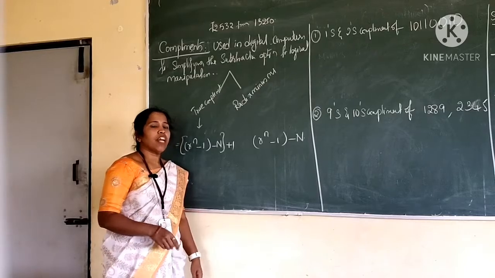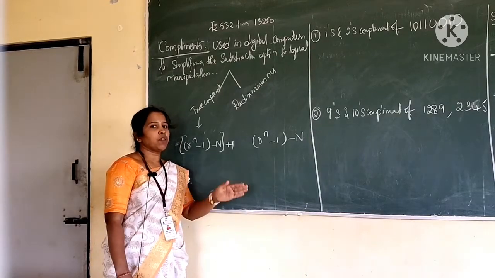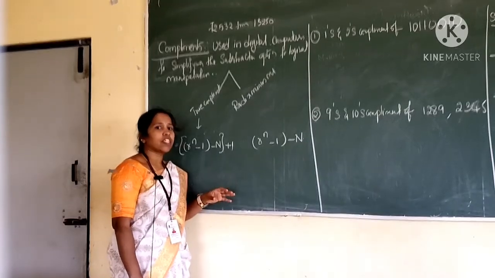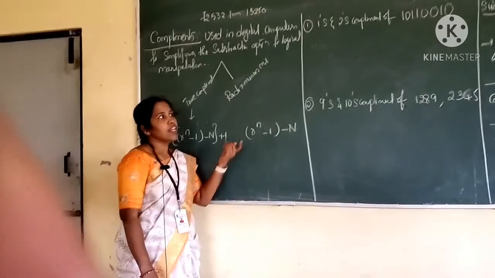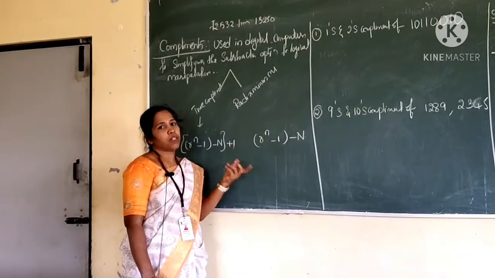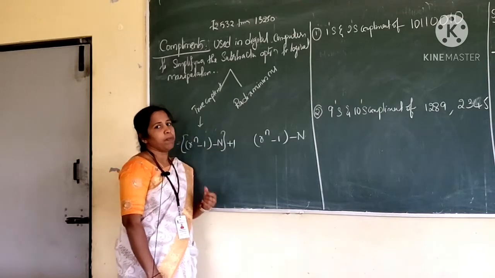So in the previous session we discussed number system conversions, converting one number system into another number system. In this session you have two topics, that is complements as well as subtraction of unsigned numbers. You may get 2 marks or 5 marks questions from these two topics. So the first concept is complements.